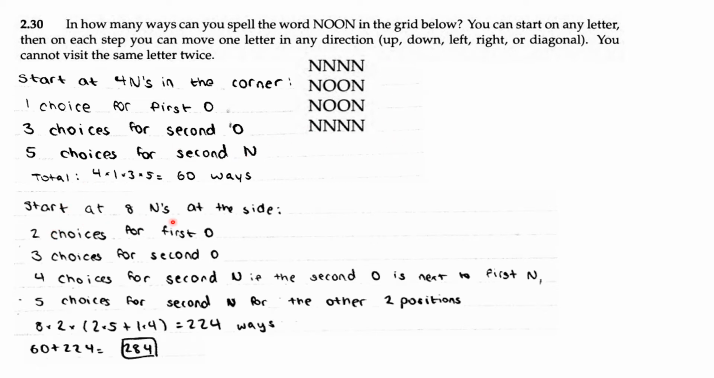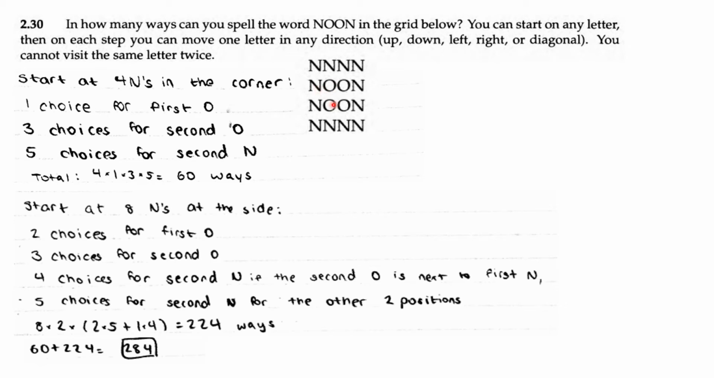Or you can start at one of the 8 Ns at the sides. There's 2 on each side, so there's 8. There's 2 choices for the first O because it's the one in front or diagonal. There's 3 choices for the second O because it's the 3 around it. There's 4 choices for the second N if the second O is adjacent to the first N. So if we start at this and then we go to this, it's adjacent. So there's 4 choices for the second N.